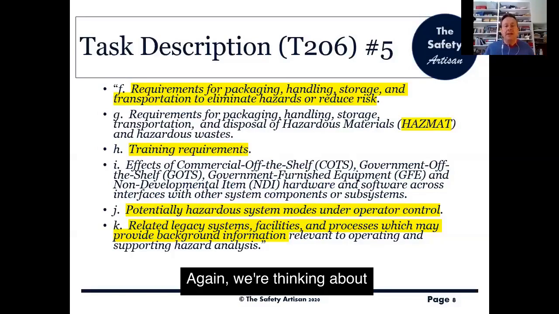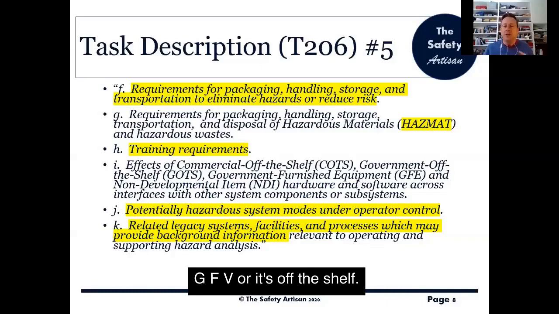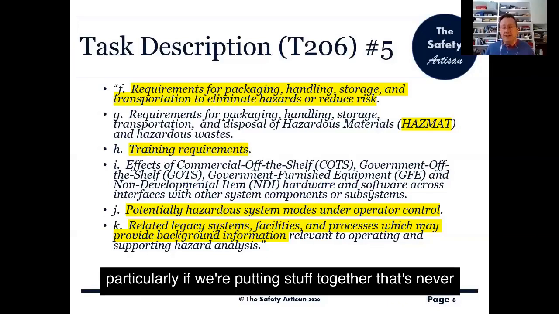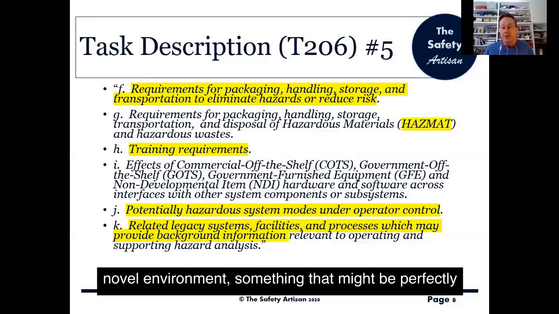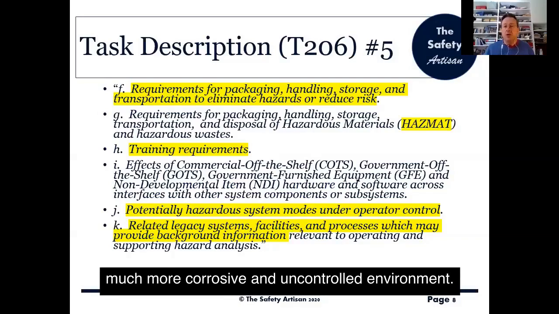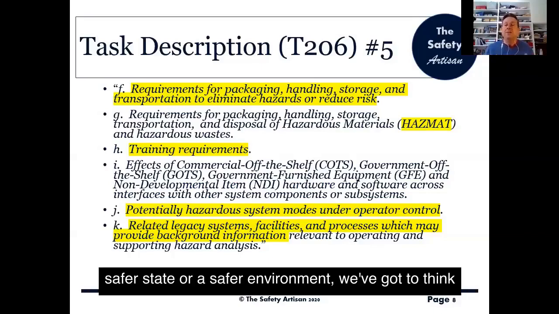Again, we're thinking about a human-centric approach here. You can't just ignore stuff because it's GFE or it's off the shelf. It doesn't mean that it can never go wrong, far from it, particularly if we're putting stuff together that's never been put together before in a novel combination or in a novel environment. Something that might be perfectly safe and stable in an air-conditioned office might start to do odd things in a much more corrosive and uncontrolled environment, even if it's only to shut it down or to get it back into a safer state or a safer environment.